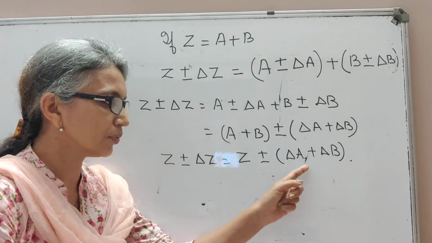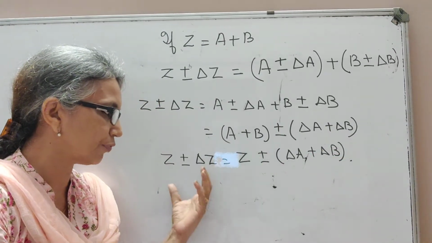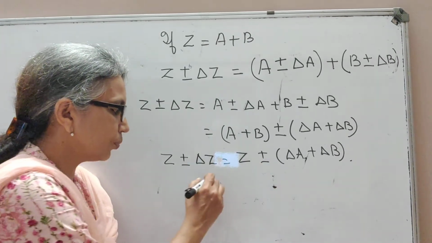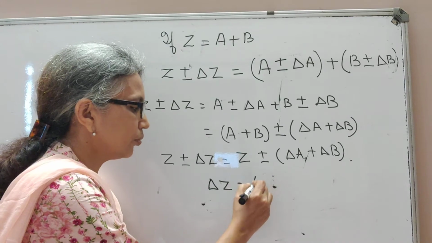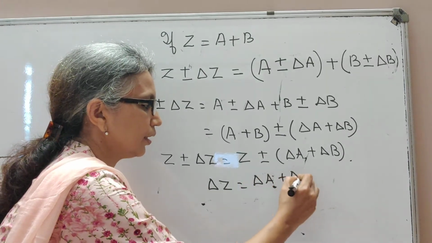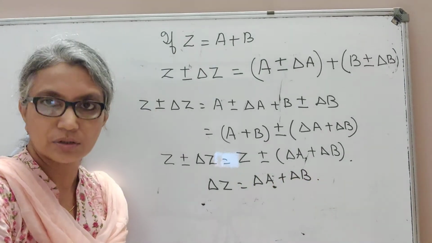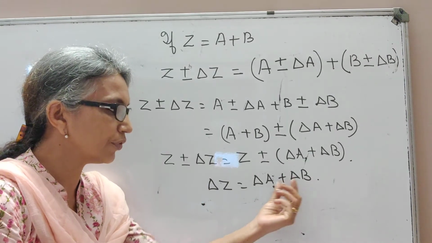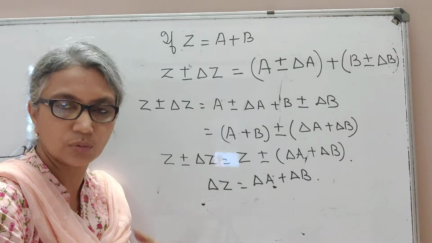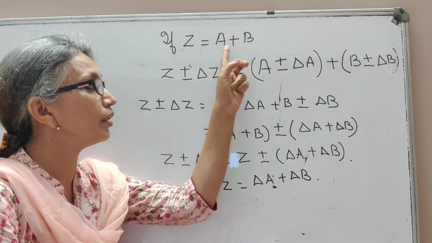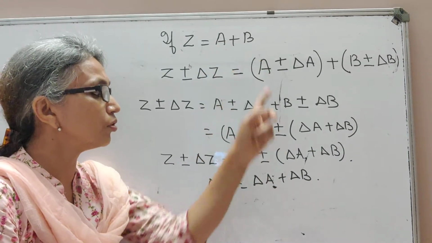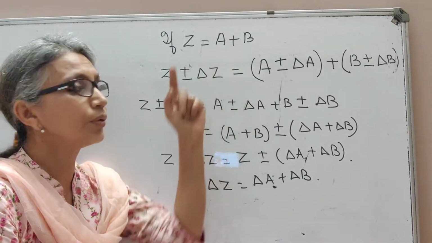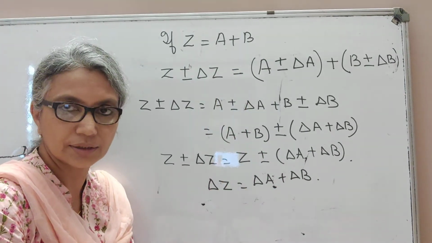So the maximum possible error. If you compare these two, left hand side and the right hand side, this Z plus or minus is common. So you may write delta Z is equal to delta A plus delta B. So the error in your final result will be the sum of the errors in the individual readings. Whatever quantity, this will have an absolute error. This will also have an absolute error, delta B. Add the two absolute errors and you will get the absolute error in the final result.